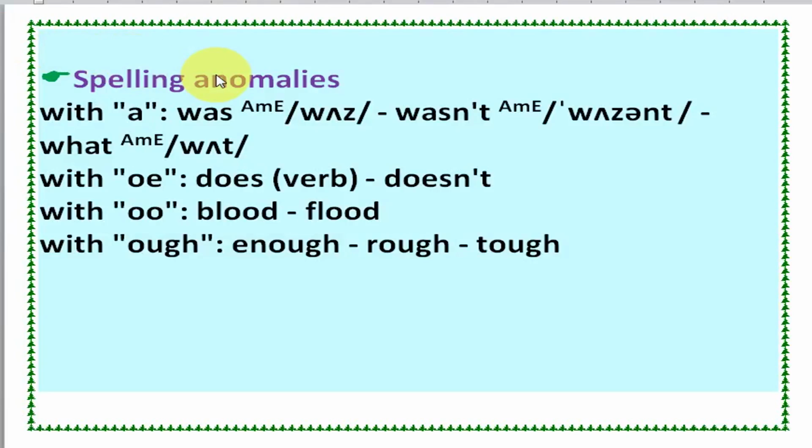Spelling anomaly. With A: was, in an American accent, wasn't. What in American English. With OE: does is a verb, and doesn't. With OO: blood, flood. With OUGH: enough, rough, tough.